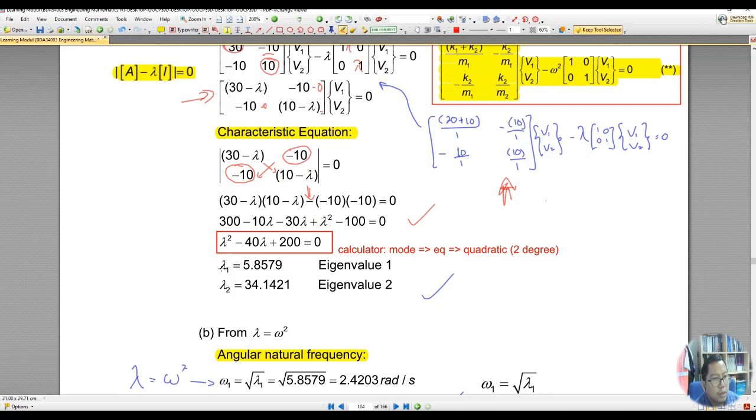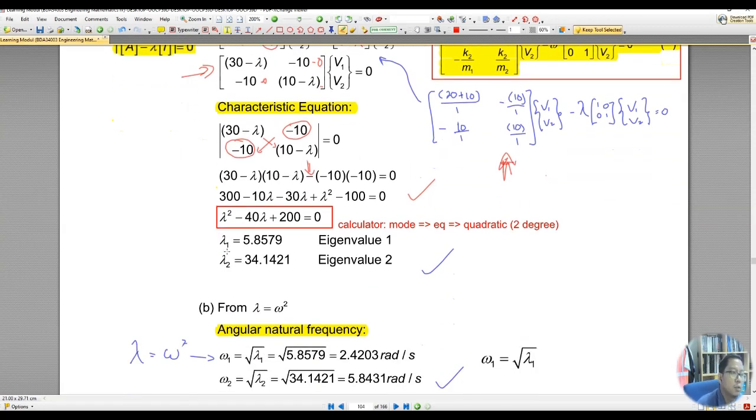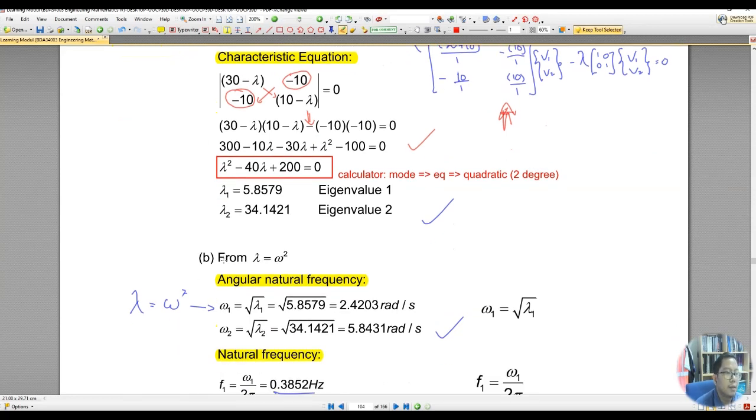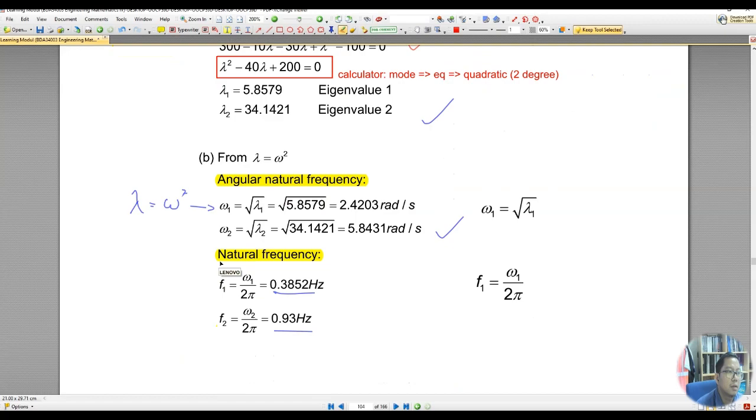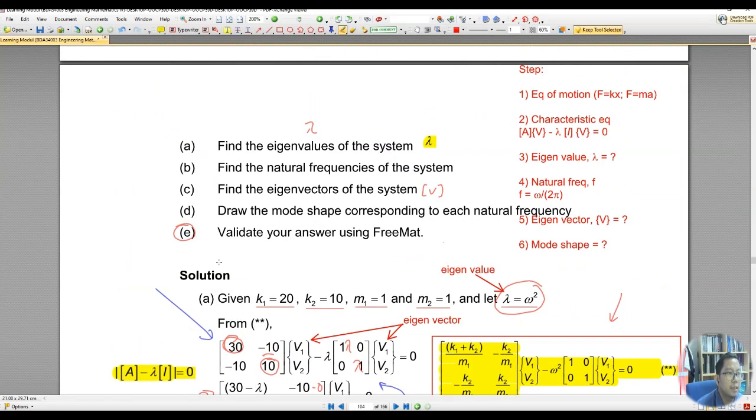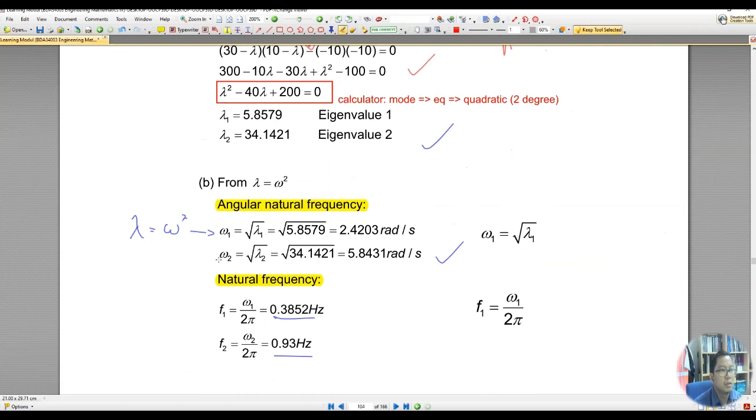Okay, and then you will simplify to get the answer: eigenvalue 1, lambda 1, is equal to 5.8579, and the second eigenvalue is 34.1421. Okay, so you already solved Q 7.1a. Another question asks you to find the natural frequency of the system.